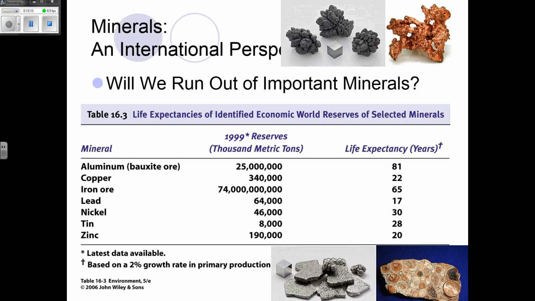So here we just have some selected minerals and life expectancies, and you can see the amount. Let's look here. We have lead. Looks like we don't have as much, whereas maybe aluminum or bauxite, we have a decent amount.